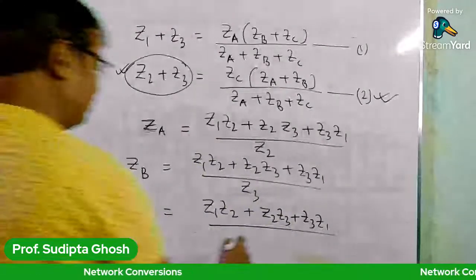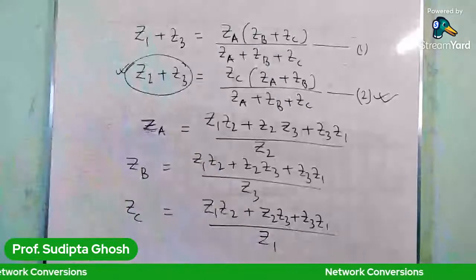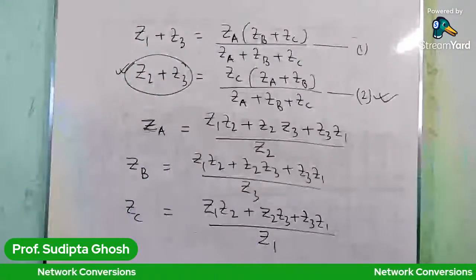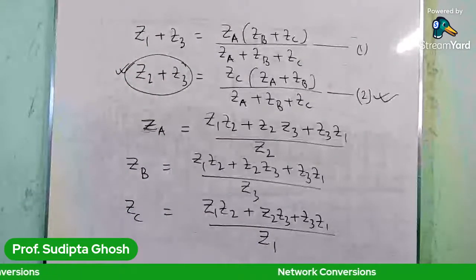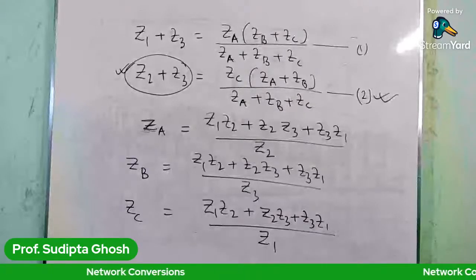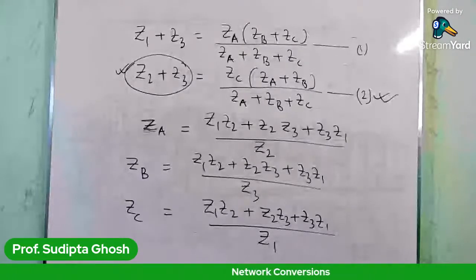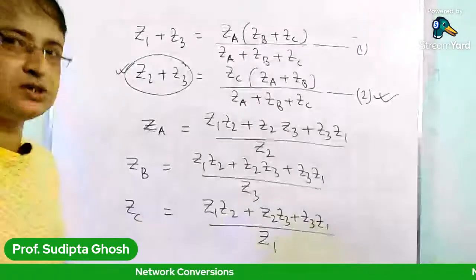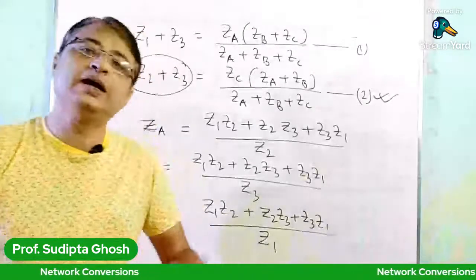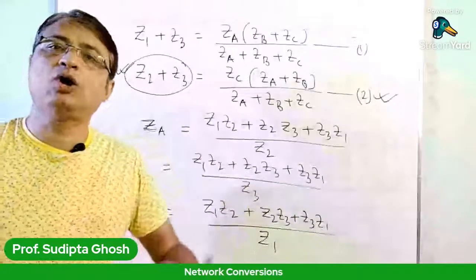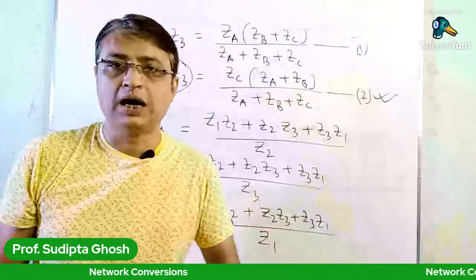So the values of ZA, ZB, ZC, as you can see, are represented by the three impedances Z1, Z2, Z3 in the T section. So here I can conclude that this is the process by which we can convert a T section into a pi section, or a pi section into a T section.